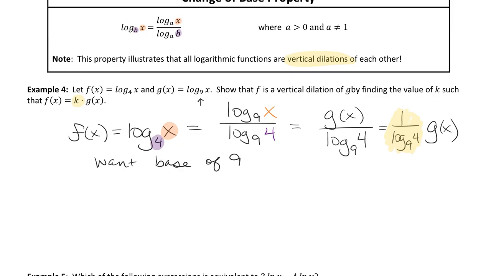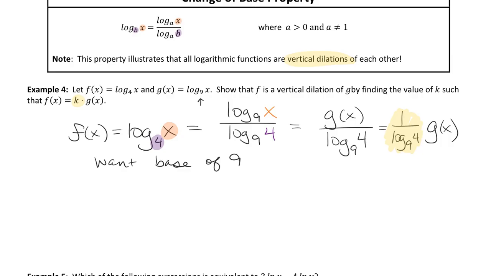So we have taken a logarithm with a base of 4 and changed it into a logarithm with a base of 9. We can do that by multiplying it by this constant, 1 over log base 9 of 4. I know that those concepts are hard.